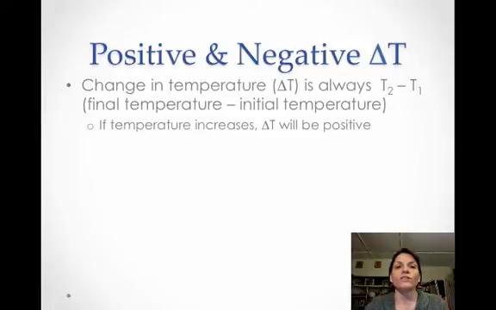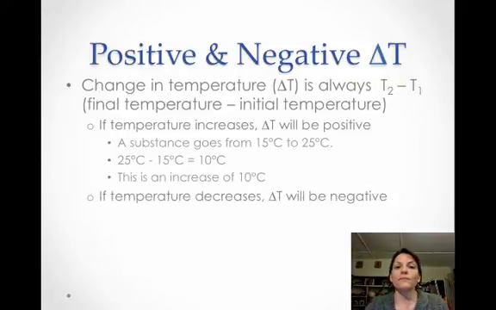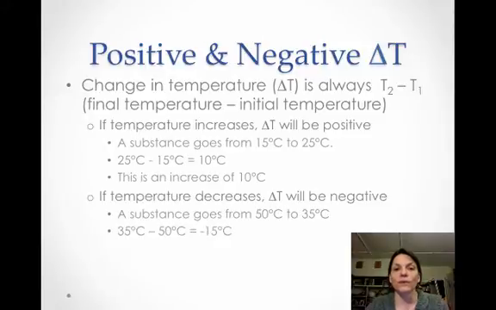So if the temperature increases, the delta T is going to be positive. For example, if a substance goes from 15 degrees to 25, the delta T is going to be 25 minus 15, which will be a positive 10 degrees. So the temperature's gone up by 10 degrees. Now, if the temperature decreases, the delta T is going to be negative. All right, so if it goes from 50 degrees to 35 degrees, well, initial temperature is 50, final temperature is 35, which gives us a negative 15 degrees temperature change.